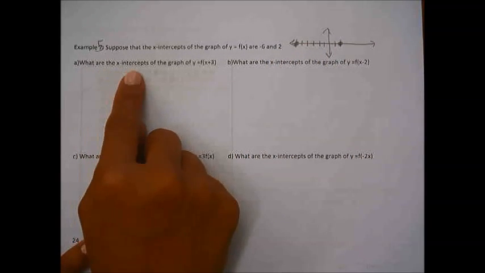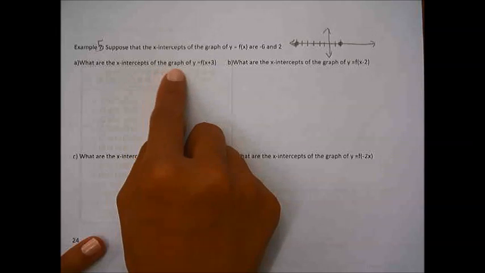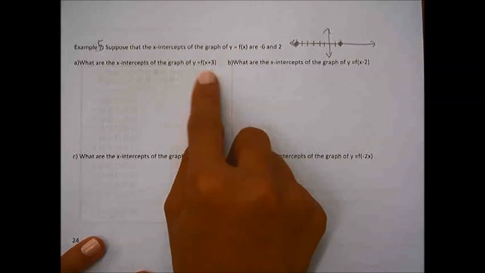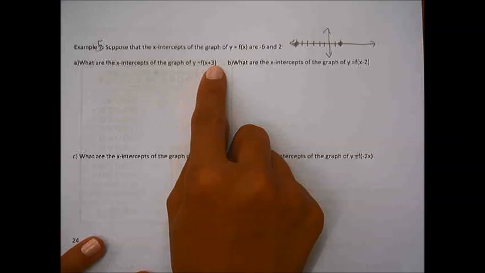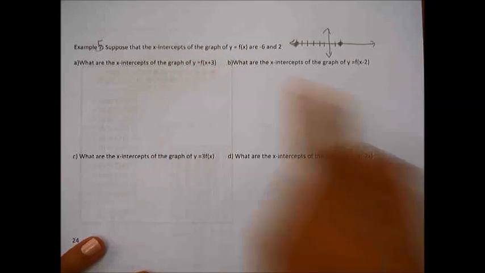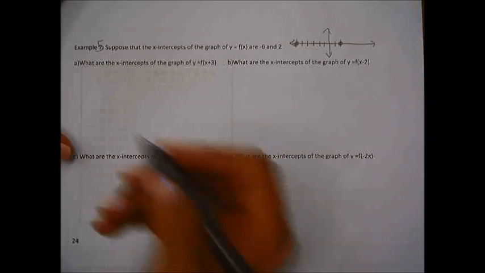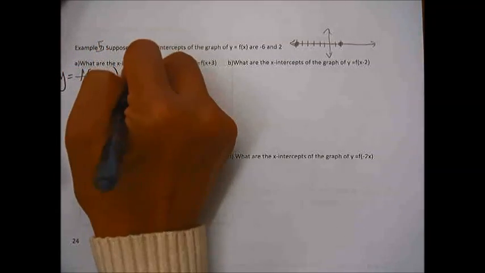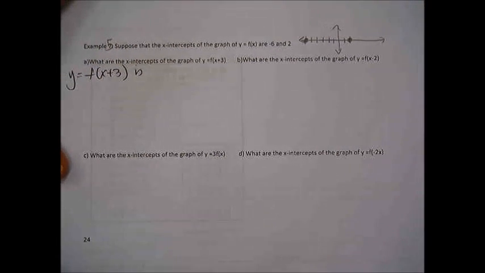Part A. What are the x-intercepts of the graph of y equals f, which is my original function, of x plus 3? So what is that transformation? What is that even doing, right? State the transformation. So y equals f of x plus 3. What is that doing? Is it stretching? Is it compressing? Is it left? Is it right? Is it up and down?